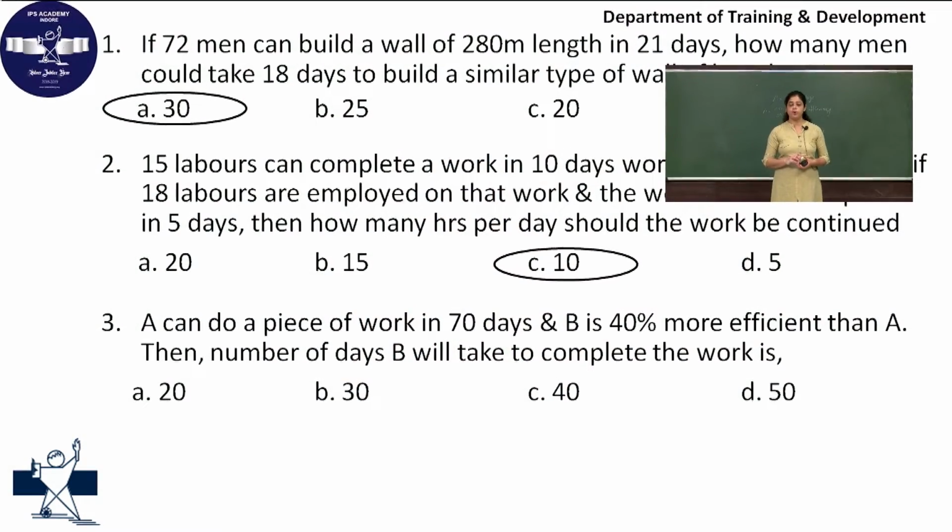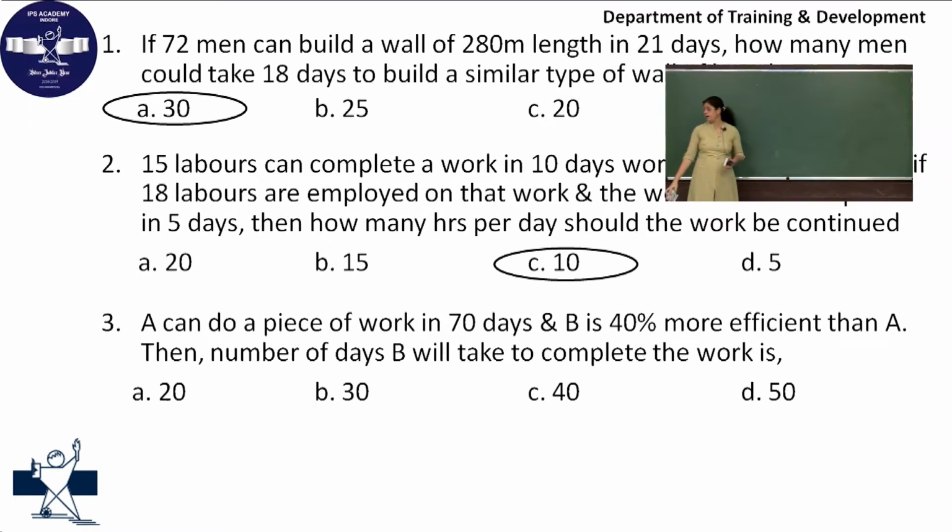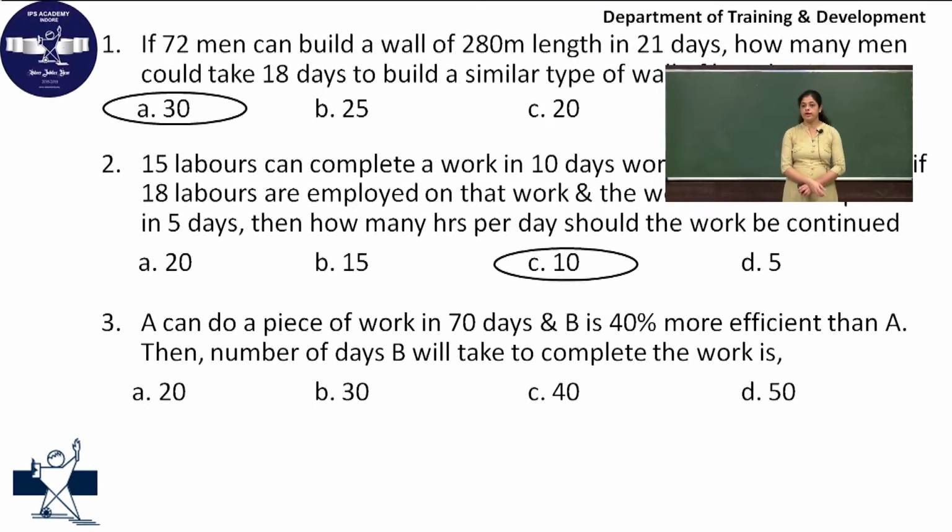B is 40% more efficient, that means A is taking more days. So A is taking 40% of B plus B days. Then the number of days B will take to complete the work is what we need. So you will get the relation between A and B. And it is given A can do a piece of work in 70 days, that means A's one day work will be 1/70, which you have to replace in the relation. The one day equation will not come; in the efficiency relation you get, you have to replace A as 1/70.